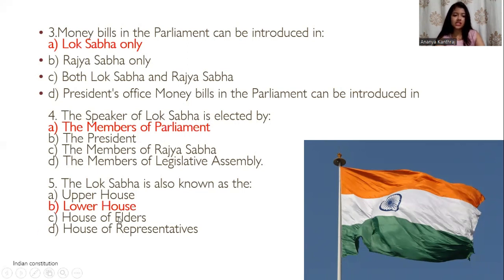So question number 5 states that the Lok Sabha is also known as dash. Option A, the upper house. Option B, the lower house. Option C, House of Elders. And option D, House of Representatives. So the right answer for the question is option B, lower house.